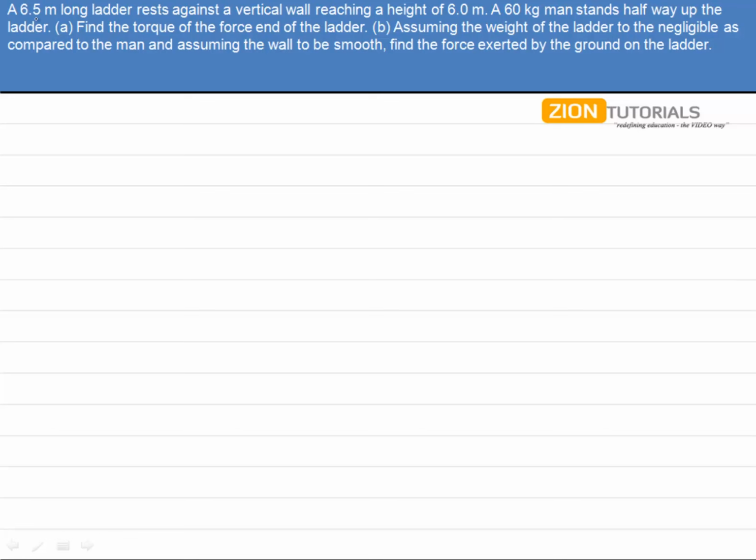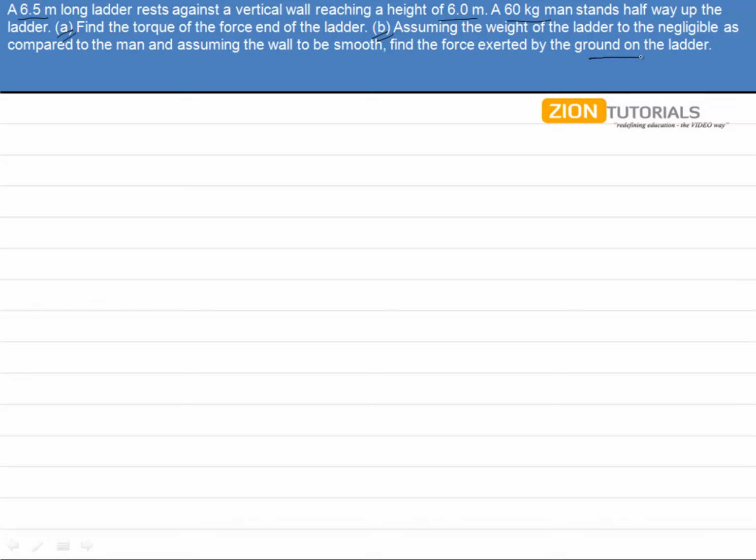As the question says, a 6.5 meter long ladder rests against a vertical wall reaching a height of 6 meters. A 60 kg man stands halfway up the ladder. Find the torque of the force on end of the ladder, B, assuming the weight of the ladder to be negligible as compared to the man and assuming the wall to be smooth, find the force exerted by the ground on the ladder.